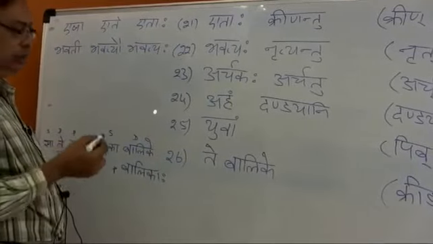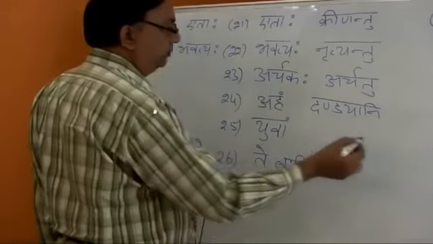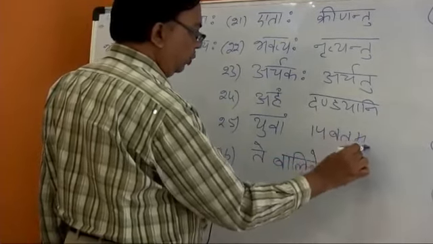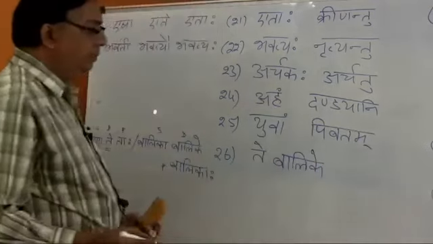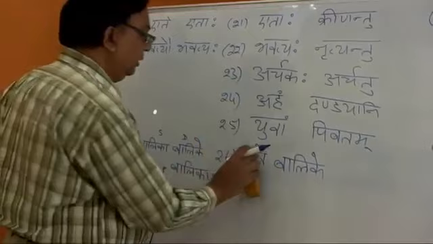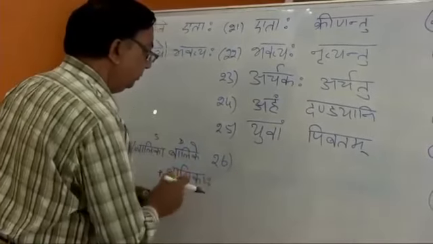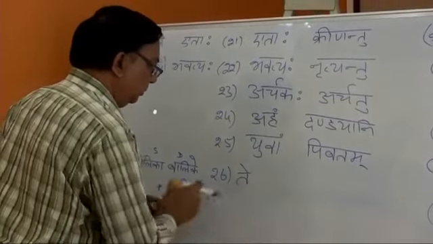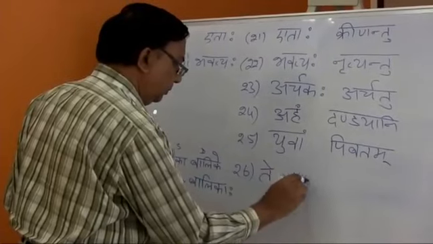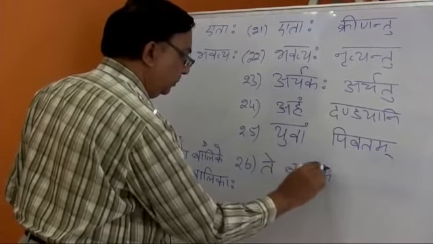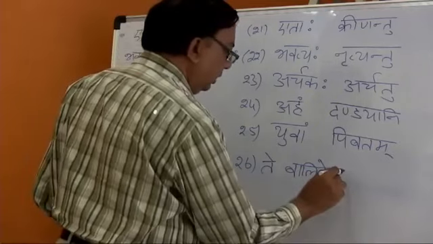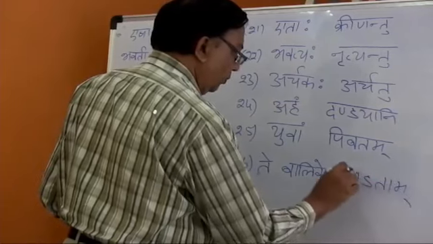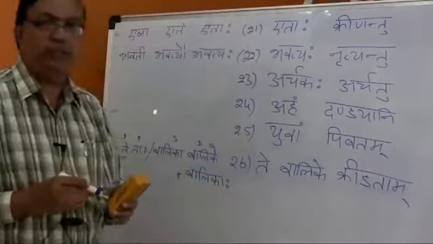Yuvam, you know, tvam, yuvam, just now we studied it. Yuvam piba, pibatam. So this becomes pibatam. You both drink. And te balike, those two girls, krida, kridatu, kridatam. So you use the verb kridatam. So this is how this page is done.